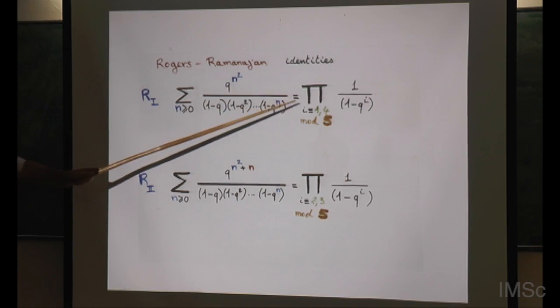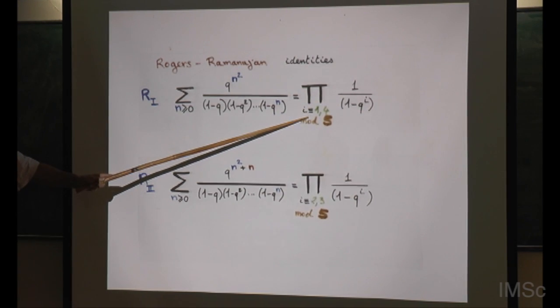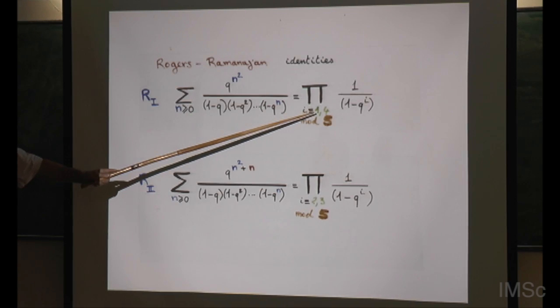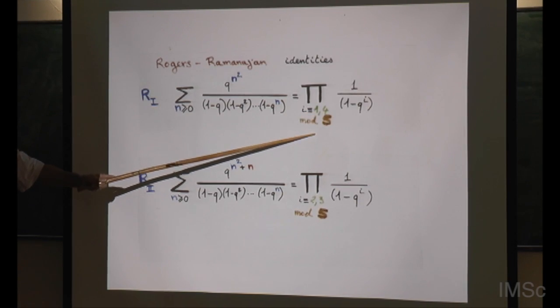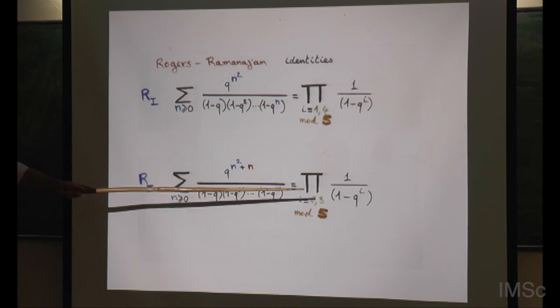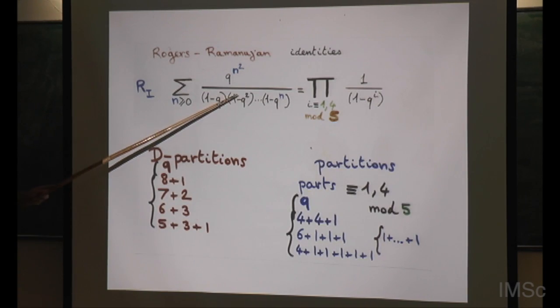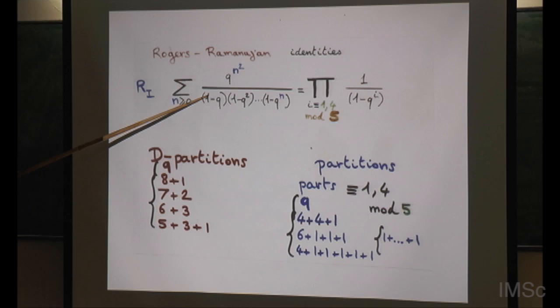On the left-hand side, and on the right-hand side, with exercise number 1, it will be all partitions such that the parts are equal to 1 and 4 modulo 5. So it can be 1, 4, 6, 9, etc. Let's give an example of this first identity. Let's take the coefficient of q to the power 9 in both sides.